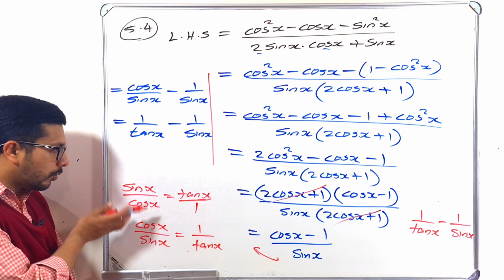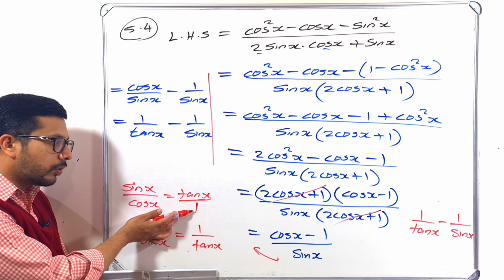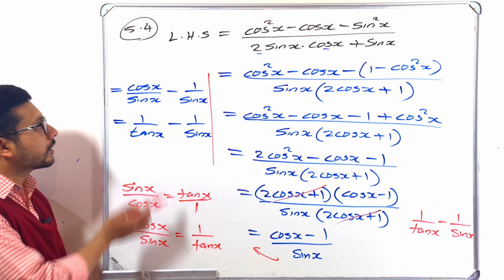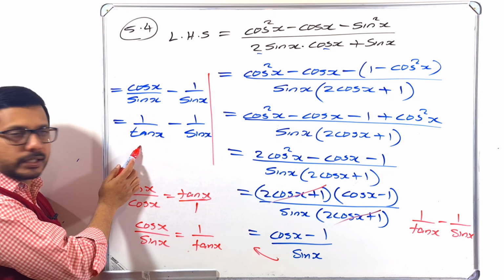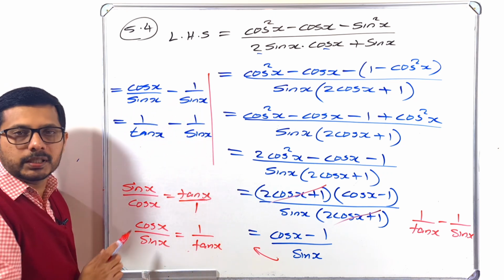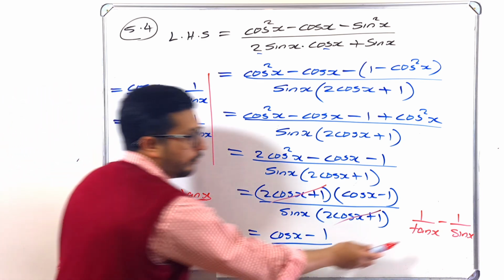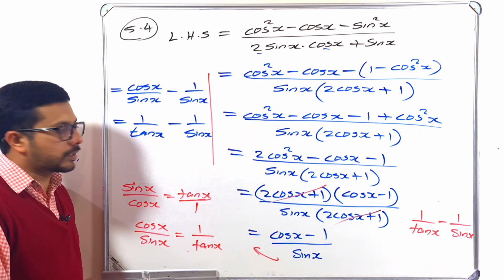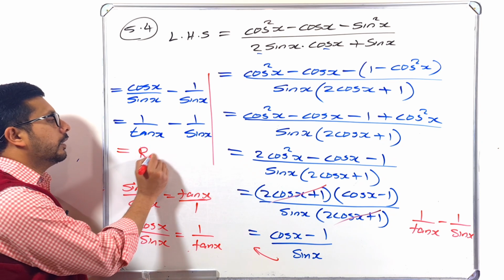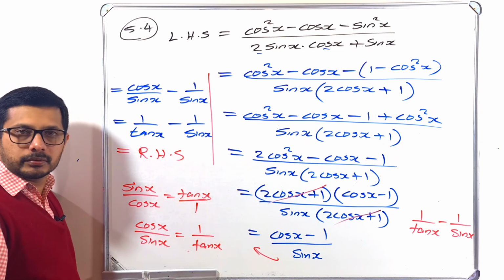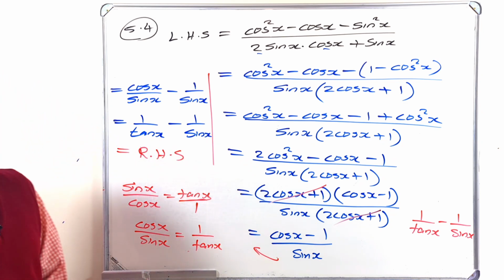So what about cos x by sin x? So here also 1 divided by tan x. That is why I wrote cos x by sin x as 1 by tan x. Then minus 1 by sin x, and that is what we want to prove: 1 by tan x minus 1 by sin x. So that is the RHS. Okay, so that is question number 5.4.